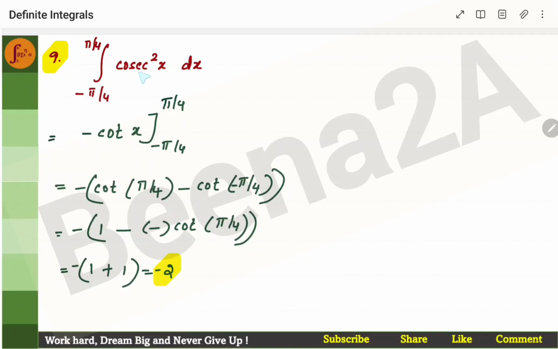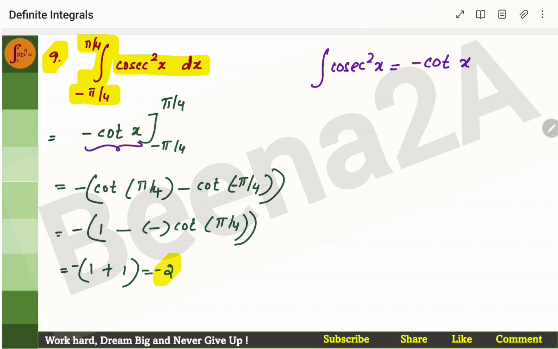Now let's look at the 9th problem. Integral of cosec square x, and the upper limit is pi by 4, lower limit is minus pi by 4. Now integral of cosec square x is minus cot x. So I put this minus cot x.